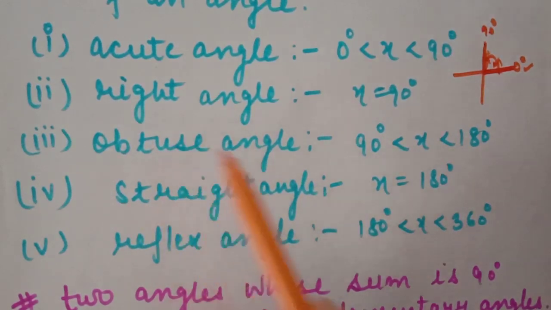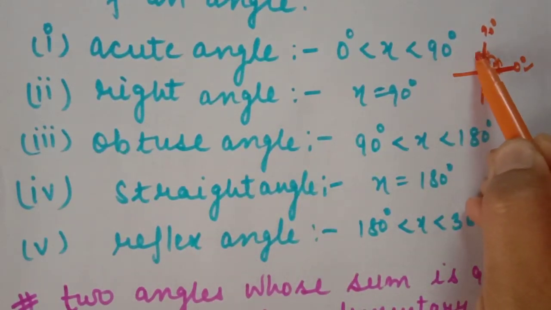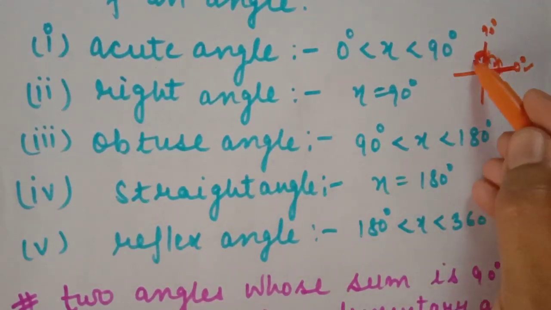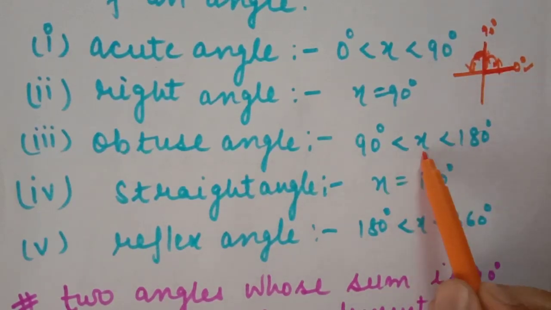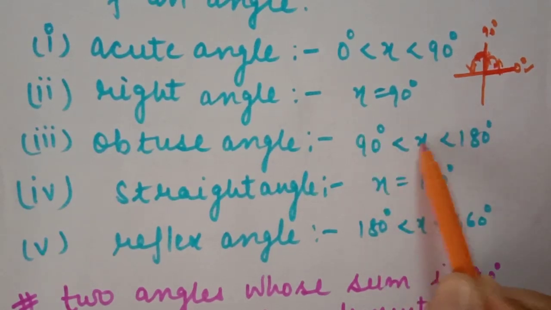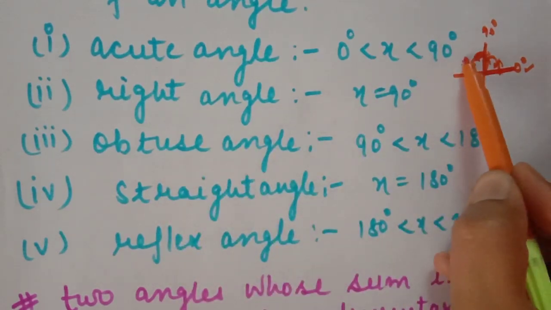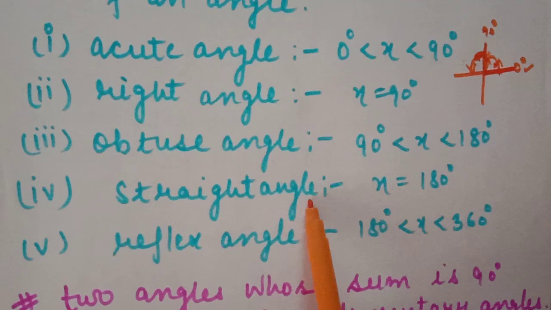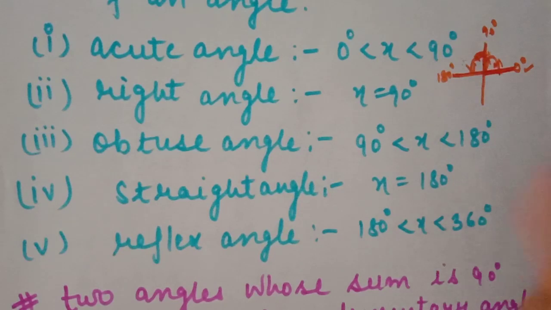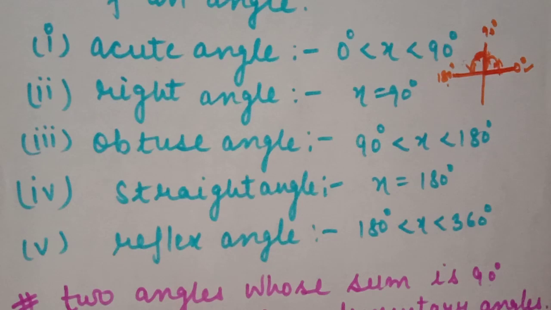Next one is obtuse angle. Obtuse angle is this: when we move from the upper part of the right angle to here, the measure of the angle is greater than 90 degree but less than 180 degree. We call it an obtuse angle, meaning it lies in this second quadrant. Straight line angle. Here we have 180 degree. We call it a straight line angle when the measure of an angle is 180 degree.